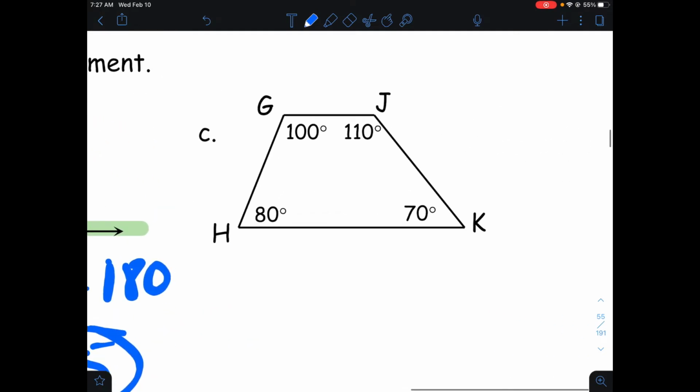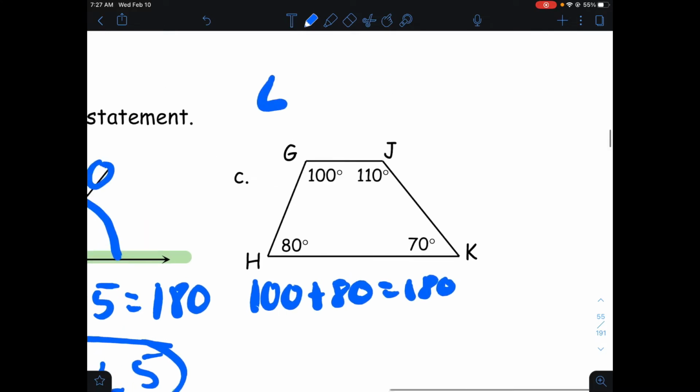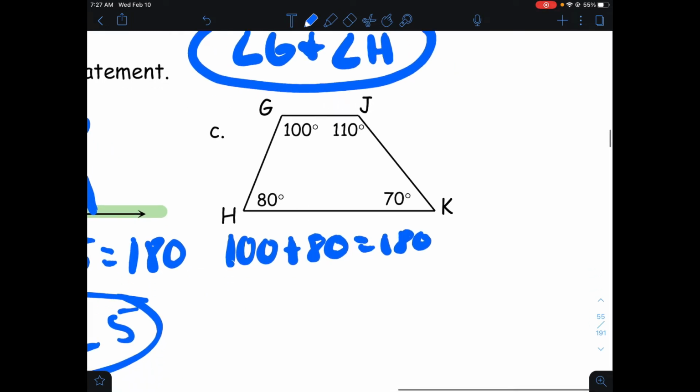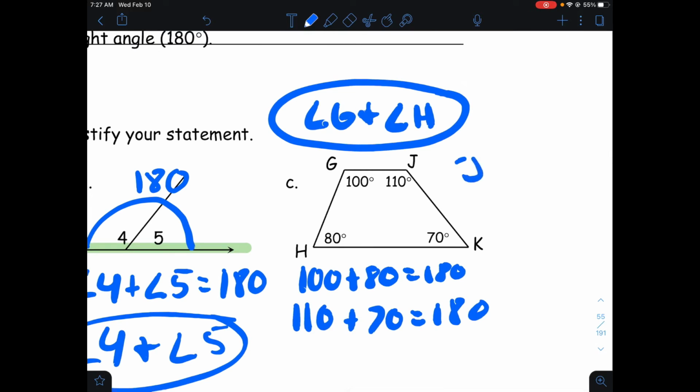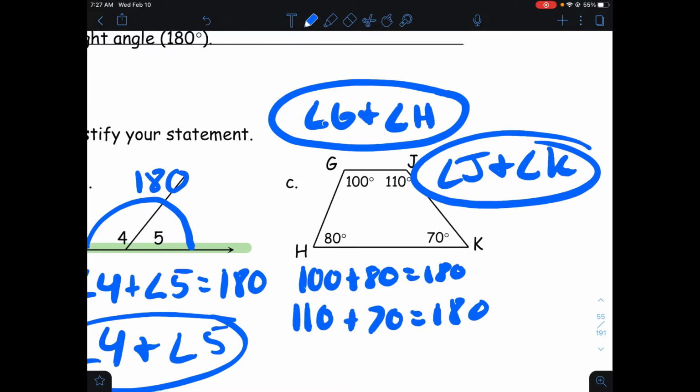Next, we've got C. We need to figure out which two angles are supplementary. So I look and I'm like, well, G and H will add to 180, right? 100 plus 80 will give me 180. So I know that angle G and angle H are supplementary. And then J and K, which is 110 and 70, also add to 180. So we have another pair, which is angle J and angle K. So we've got two pairs here.